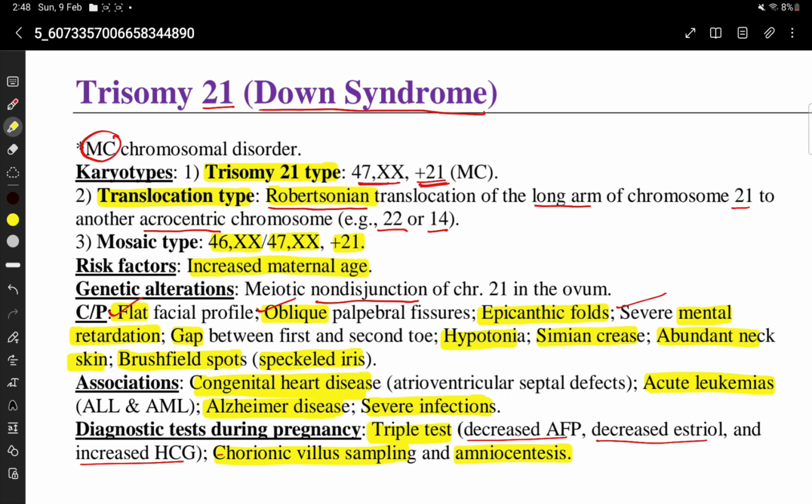Diagnostic test during pregnancy is the triple test, in which decreased AFP, decreased estriol and increased HCG are seen. Then other diagnostic tests during pregnancy are amniocentesis and chorionic villus sampling.